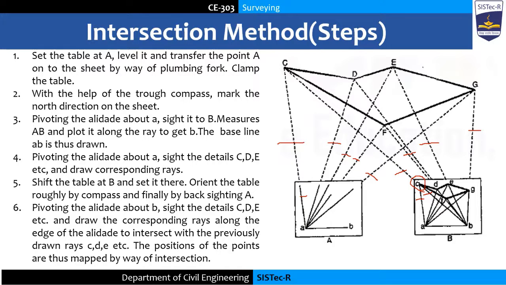So what I have done, first I have put the table at A and drawn this line, baseline AB. Then I sighted different points from the first station and then I transferred the table to the other station. Then I will sight all these points from this station also, and where the lines of both these angles intersect, that will give me the location of that point onto the paper, and I will join all these points to get the required traverse or the required field.